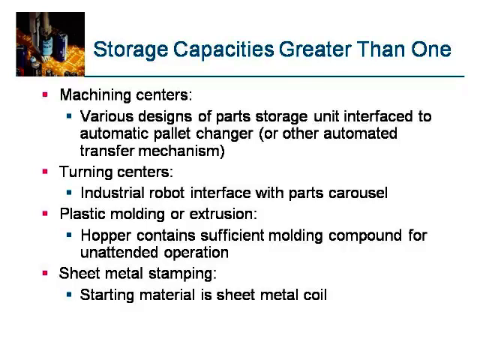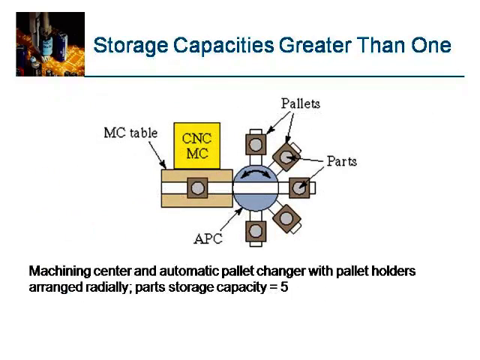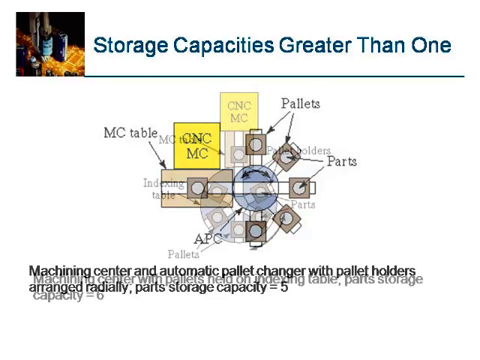Turning centers use an industrial robot interface with the parts carousel. Plastic molding or extrusion uses a hopper container with sufficient molding components for unattended operation. In sheet metal stamping, the starting material is sheet metal coil. This is one CNC machine where storage capacity is greater than 1. Machining center and automatic pallet changer with pallet holders arranged radially: part storage capacity is equal to 5.